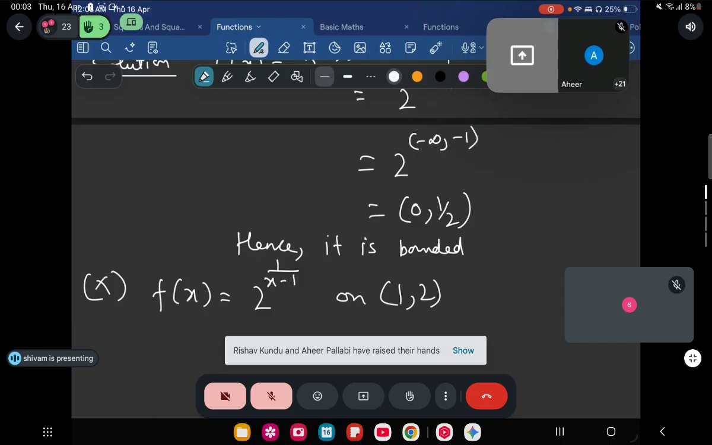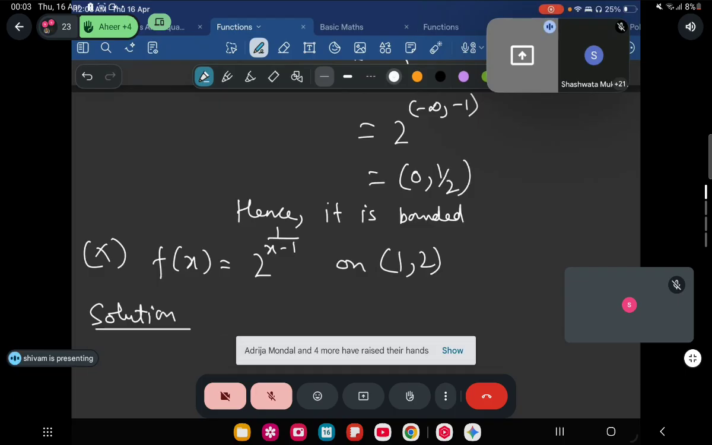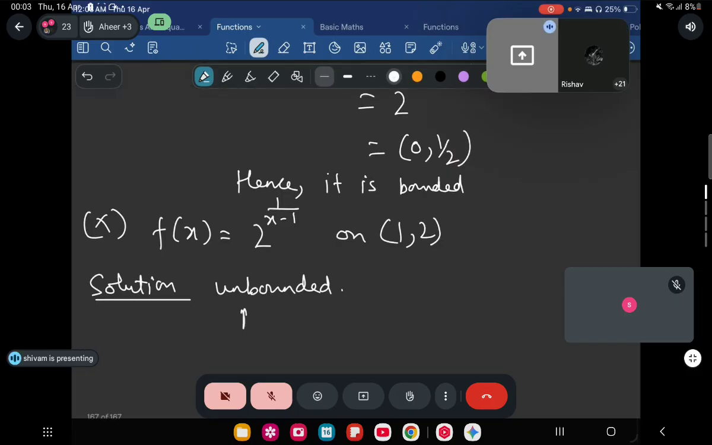Bounded. Okay, Rishabh, tell me. Unbounded. Can you tell me the range? So 2 to infinity. Very good. Range of the function is 2 to infinity.